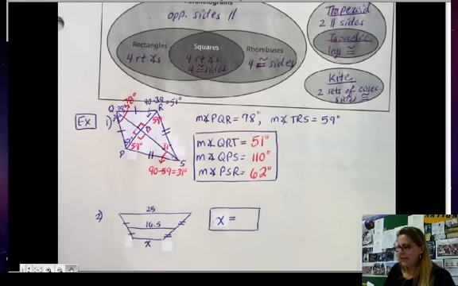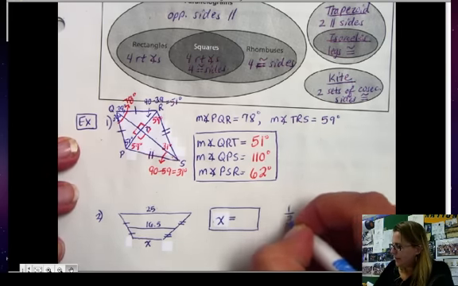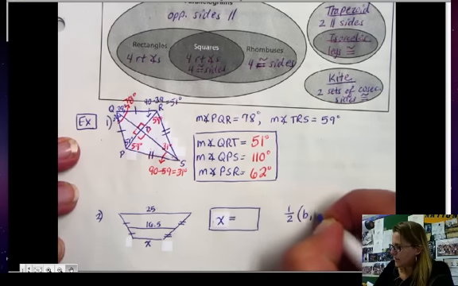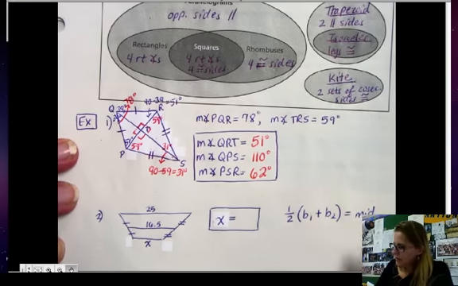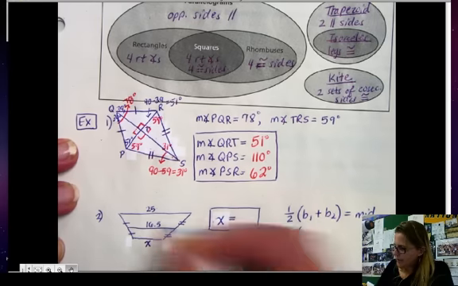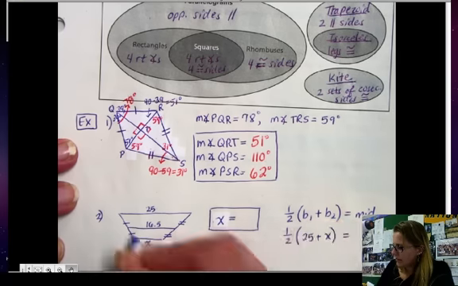Okay, so now we have a mid-segment. We're going to try and find the other base. So what do we know about the formula? The formula is 1/2 of the bases, so base 1 plus base 2 equals the mid-segment. So 1/2 of, my base 1 and base 2 are 25 and x. So 25 plus x equals the mid-segment, which is 16.5.